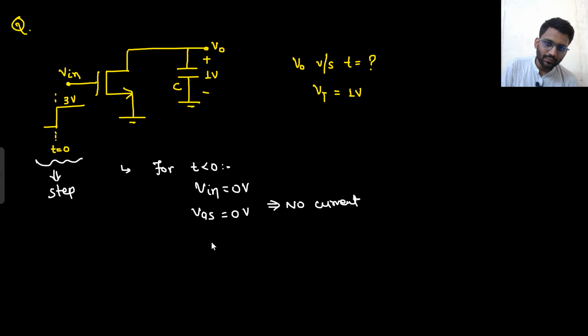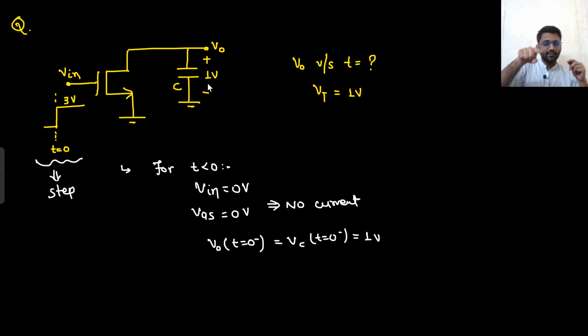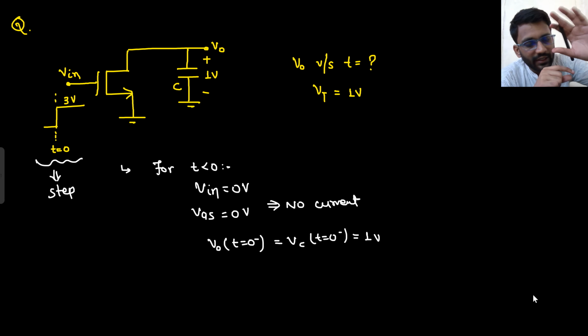So V naught at t equals to 0 minus would be same as Vc at t equals to 0 minus. That would be equal to 1 volt. Here I did not mention that Vc voltage is 1 volt for t equals to 0 minus. I have to understand it by my own. In the previous problems, it was given that at t equals to 0 minus, this is the voltage. But here in the diagram, it is just shown that it is at 1 volt.